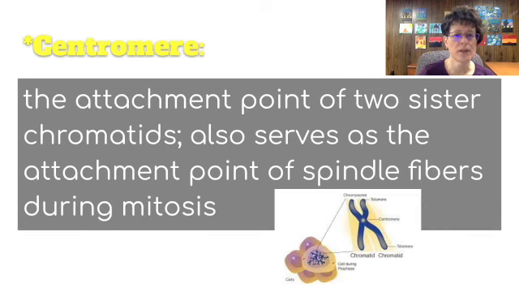There is a centromere on the chromosome. This is the attachment point of two sister chromatids. It also serves as the attachment point of spindle fibers during mitosis. Here's our chromosome right here. Here's a chromatid and there's a chromatid. We call those sister chromatids, and they are attached by the centromere in the middle. So centromere, center.